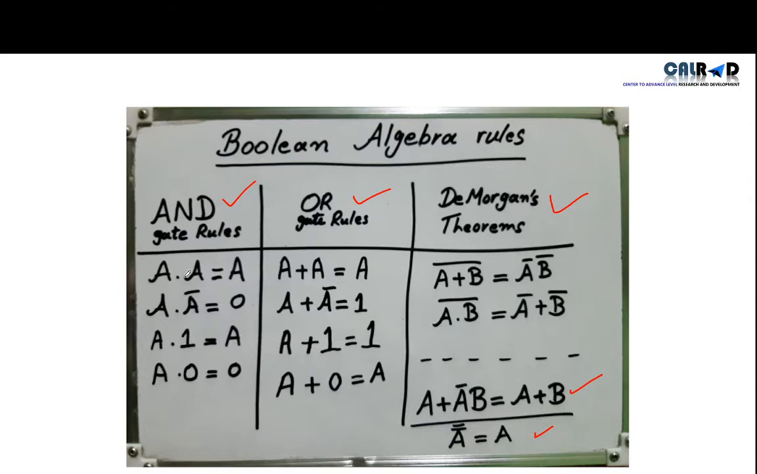Last time we talked about these two rules, and why we differentiate into AND gate rules and OR gate rules: because of this product and because of this sum. It will be easier for you to remember these rules because of these signs. And these two rules are known as the De Morgan theorems.